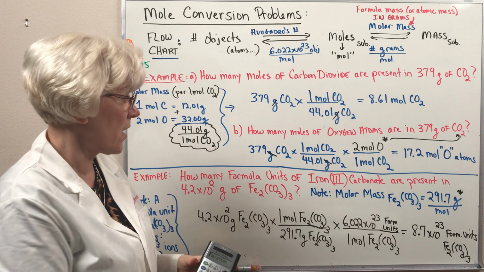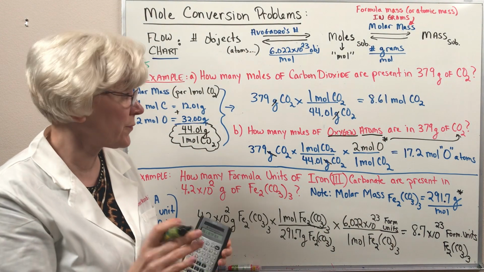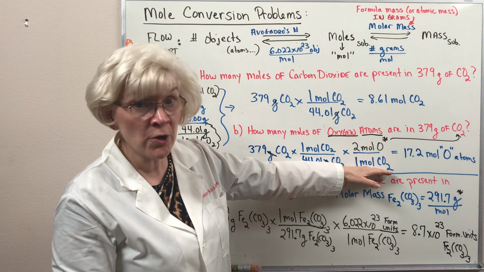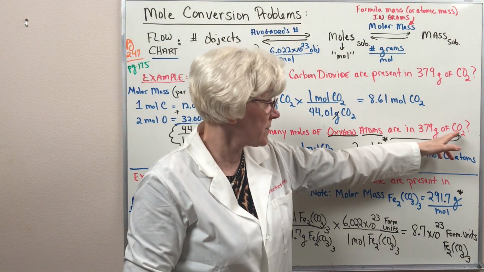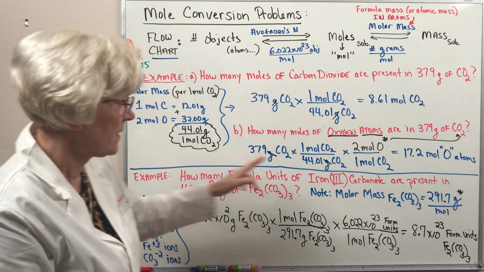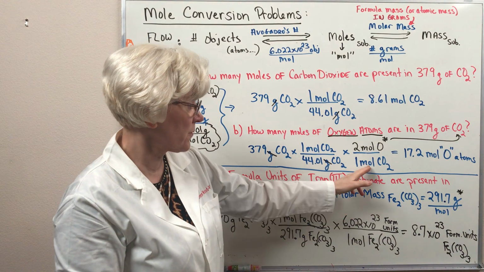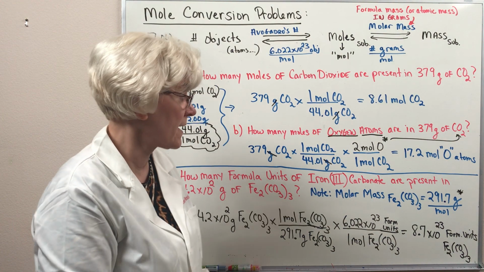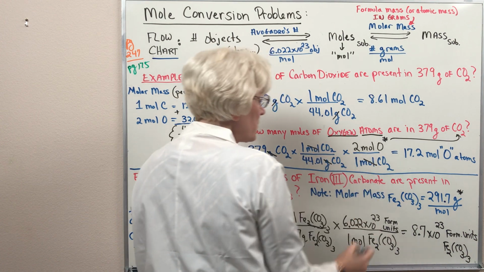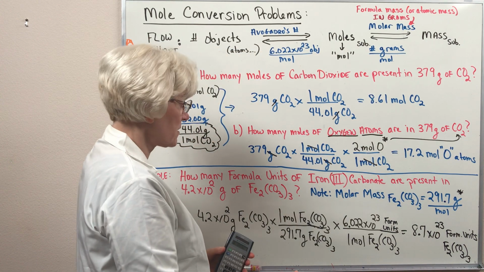But I don't want to know about CO2. I want to know about oxygen atoms that are present in this mass of CO2. So I'm going to have one more conversion factor coming from the chemical formula that I used when I calculated the molar mass that states that there are 2 moles of oxygen present in 1 mole of carbon dioxide. Using this conversion factor, my moles of CO2 cancel, and I see that I have calculated moles of oxygen.